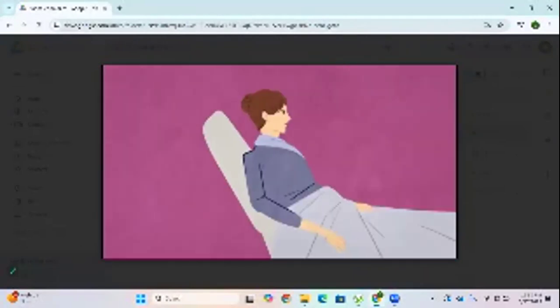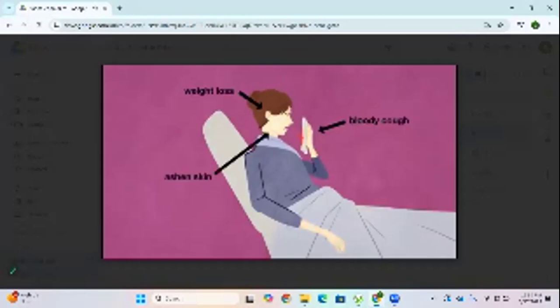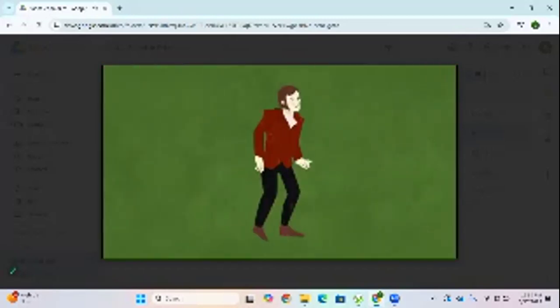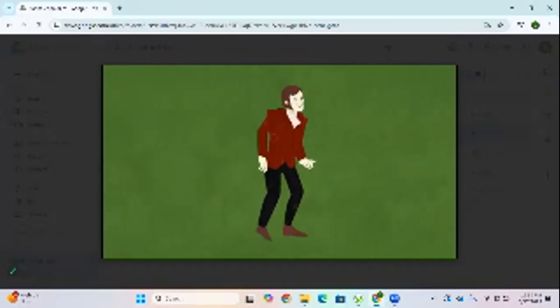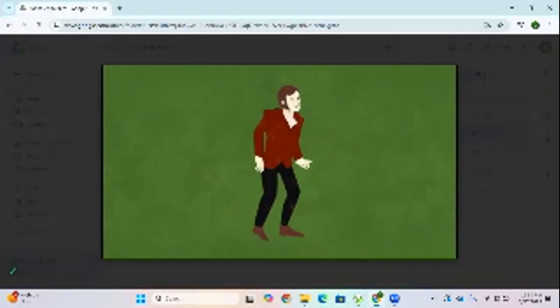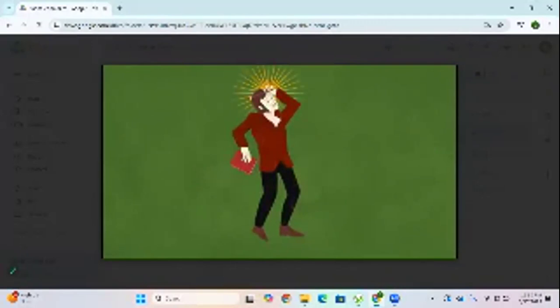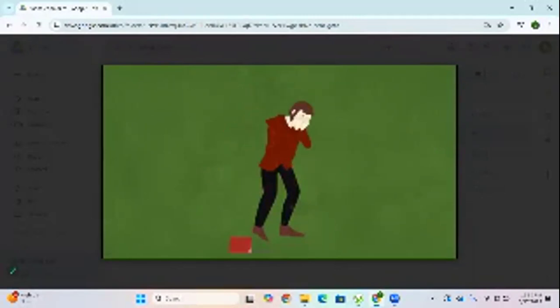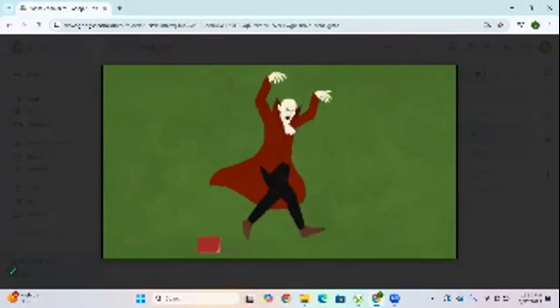These symptoms produce the classic image of TB: weight loss, a hacking bloody cough, and ashen skin. This ghostly appearance earned TB the title of the White Plague in Victorian-era England. During this period, tuberculosis was considered a romantic disease because it tended to affect poverty-stricken artists and poets, those with weaker immune systems. TB's outward symptoms even helped fuel the popular myth of vampirism.